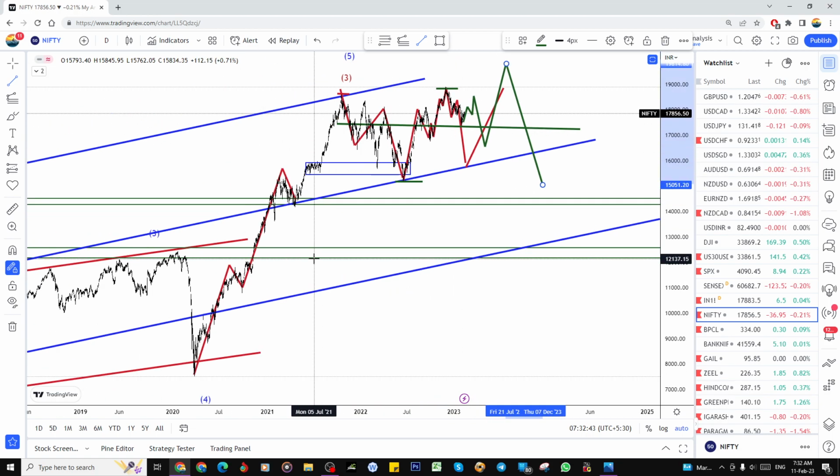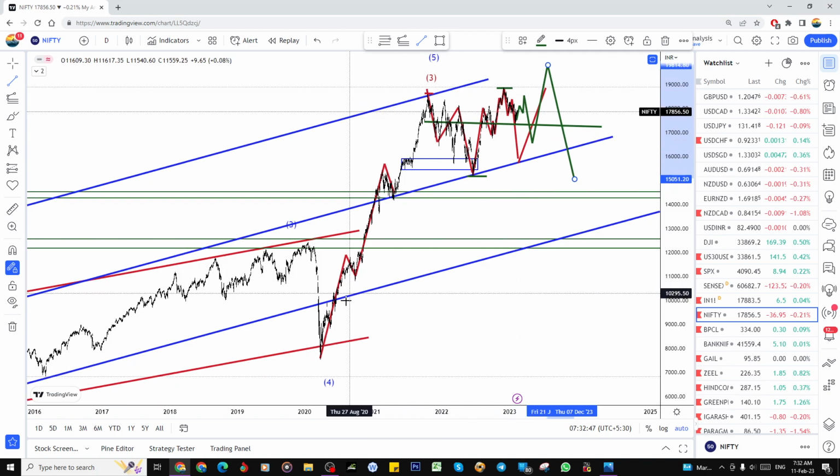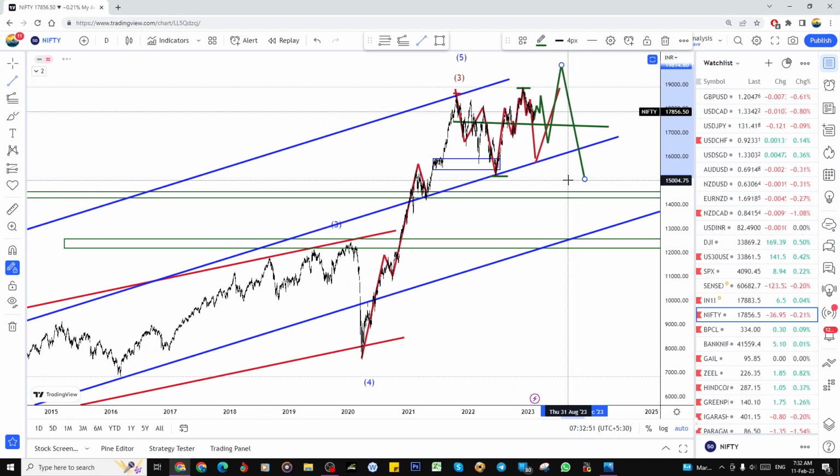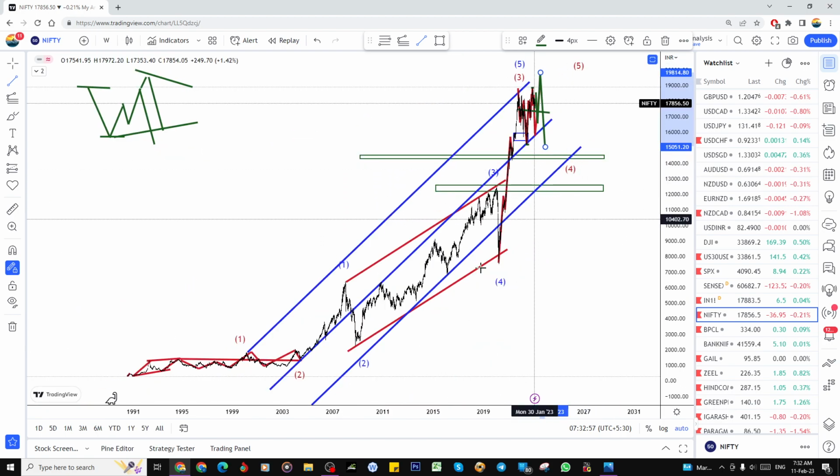Like this. So this is the bigger correction, and this impulsive third wave is already completed, and we are in the fourth wave. It will take more time to complete. It's not that easy. This is a bigger fourth wave in the weekly time frame. 1, 2, 3, 4, 5 is already completed. So again we are in 1, 2, bigger third is already done. So we are in the bigger fourth.